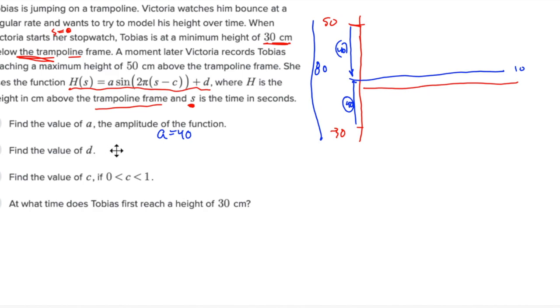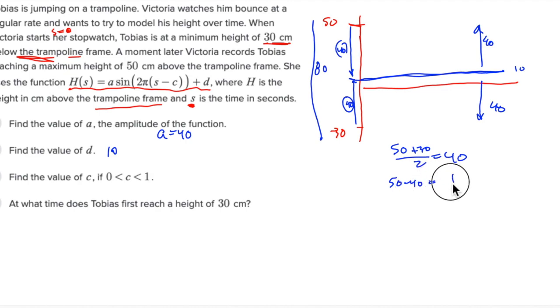And then for part B, I found D. D is 10 because the midline is at 10. That makes it even, so I go up 40, down 40. The other way to do this is, since it's the midline, you can just say 50 plus 30 divided by 2. That's your amplitude. And then you do 50 minus 40. That's going to give you your D.